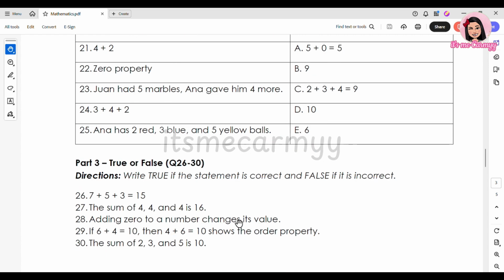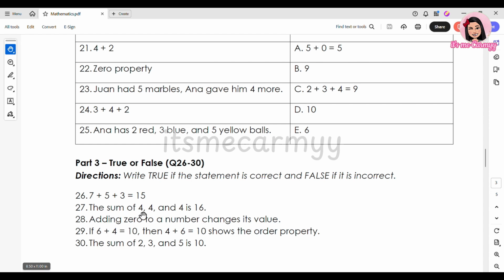10. Part 3. True or false? Question 26 to question 30. Directions: Write true if the statement is correct, and false if it is incorrect. 26. 7 plus 5 plus 3 is equal to 15. 5, 4, 3, 2, 1. The correct answer is true.